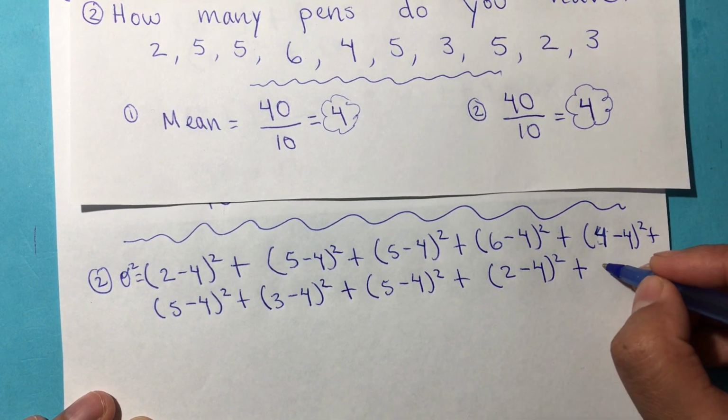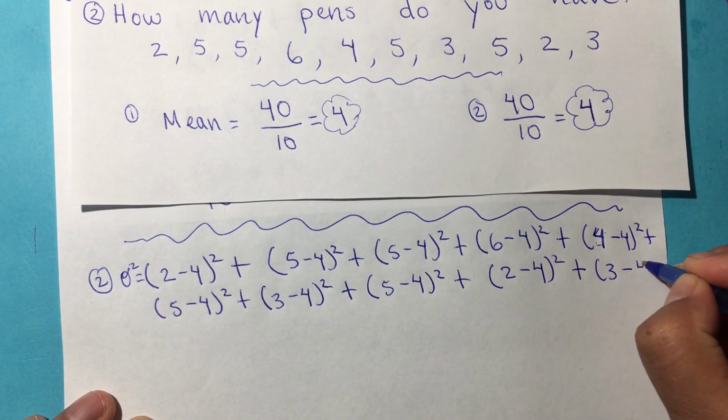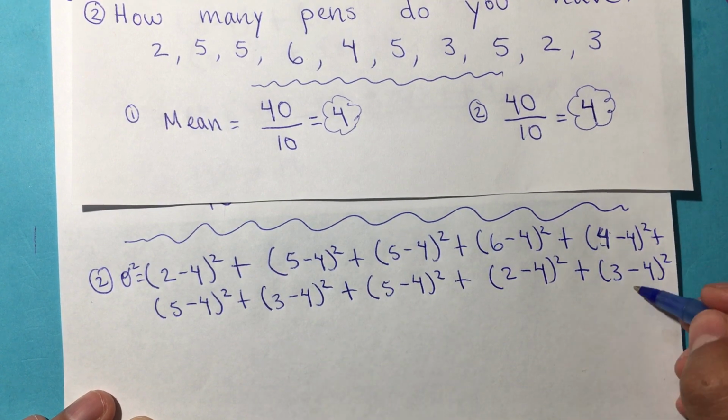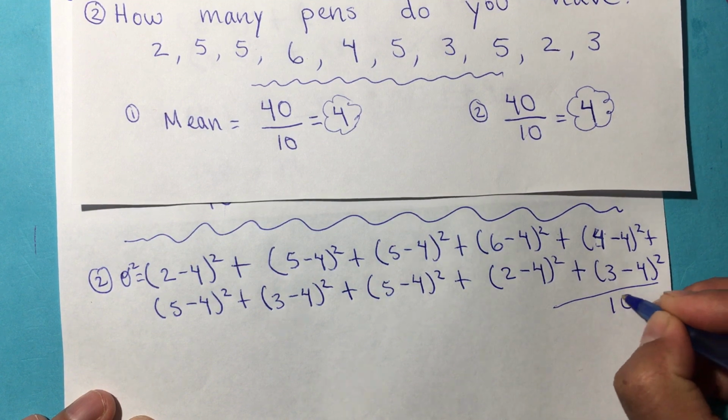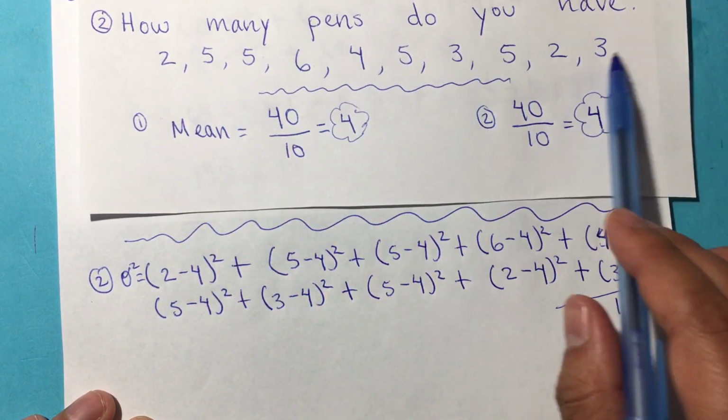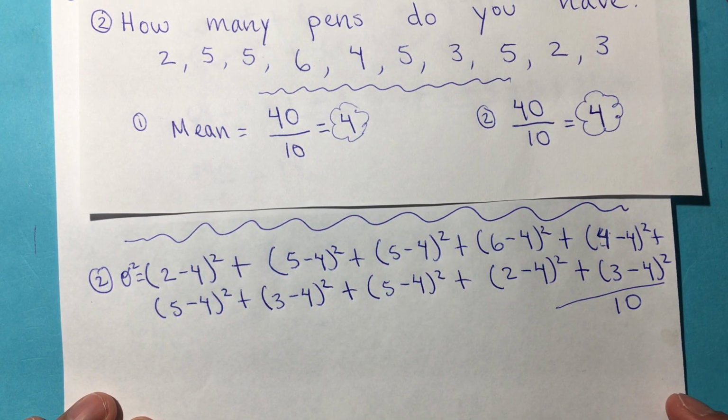Plus 3 minus 4 squared, and all of that, we know that that's the whole thing, right? Divided by 10, because it's 10 items. Okay, so this is how it should look.